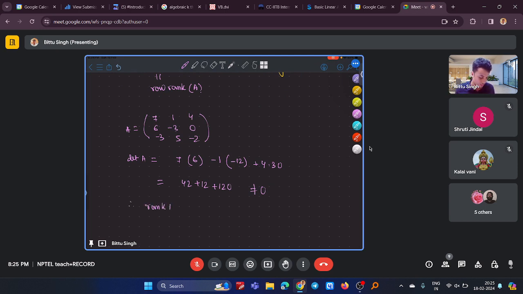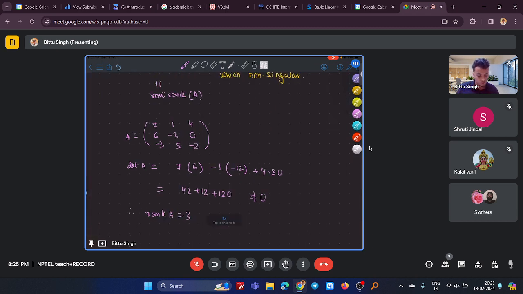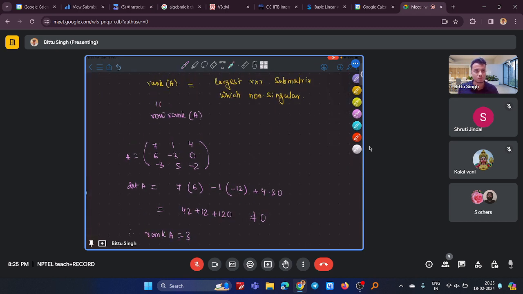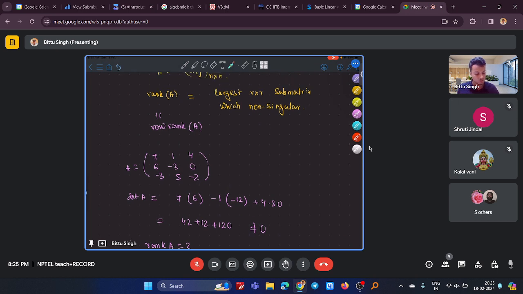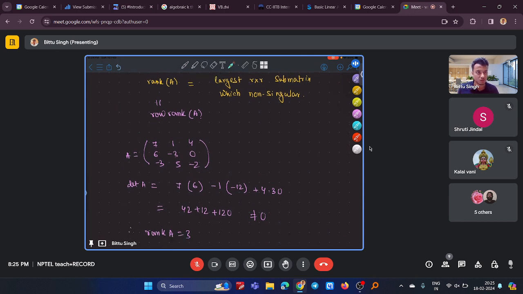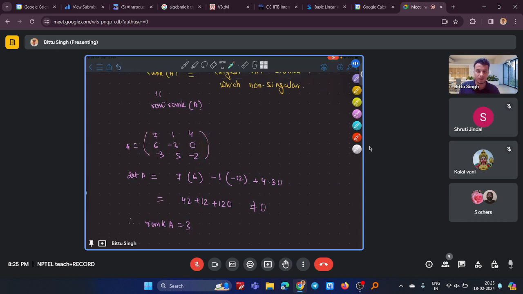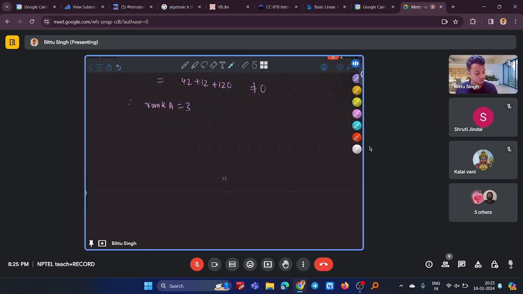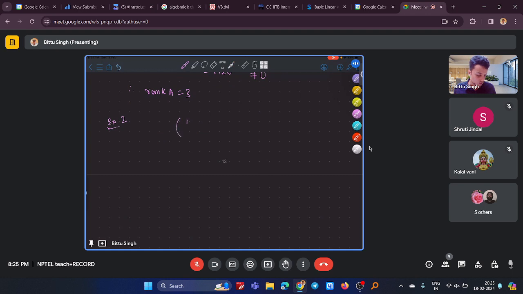Hence, rank of A is 3. Because the largest R by R submatrix for which determinant is non-zero is actually this 3 by 3 matrix itself. Therefore, the rank of the matrix A is 3. Consider another example. 1 1 2, 1 1 3, 4 5 2, 2 4.